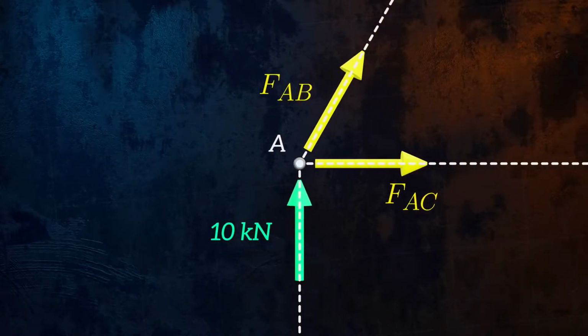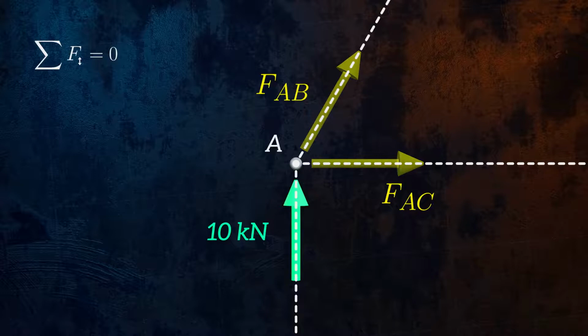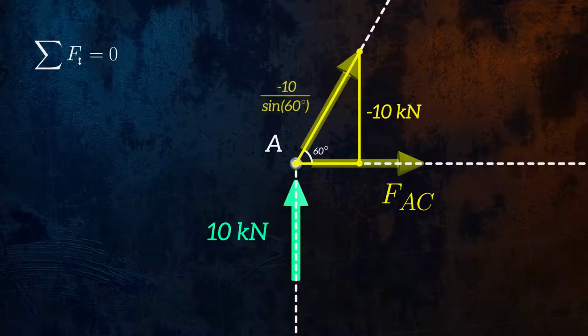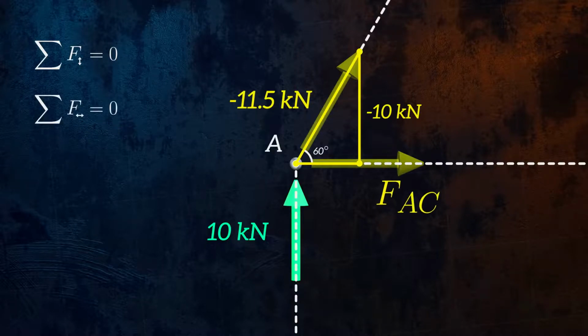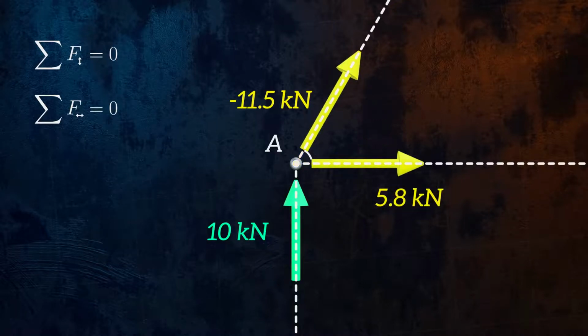Back to our joint. All we have to do is apply the equilibrium equations to determine the unknown forces at joint A. Taking equilibrium of the vertical forces, the 10 kilonewton reaction force must balance the vertical component of the force FAB. And so we can calculate FAB as negative 10 divided by sine of the angle of 60 degrees. Taking equilibrium of the horizontal forces, we get that the force FAC must balance the horizontal component of the force FAB, and so is equal to 5.8 kilonewtons. That's all of the forces acting on joint A calculated.